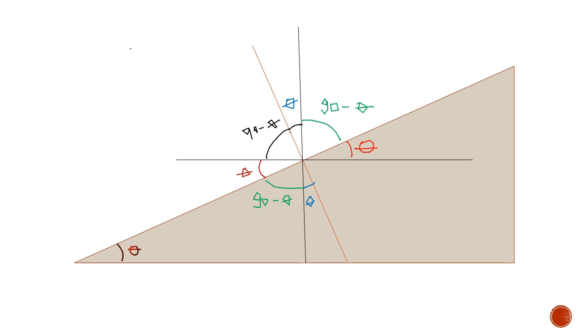And what remains here is 90 minus theta. I hope with this, we have explained what happened to the angles that are involved in the rotation of axes. So if we drop a line that is perpendicular to the surface, and we drop two perpendicular lines, a horizontal and vertical, this is what is happening.